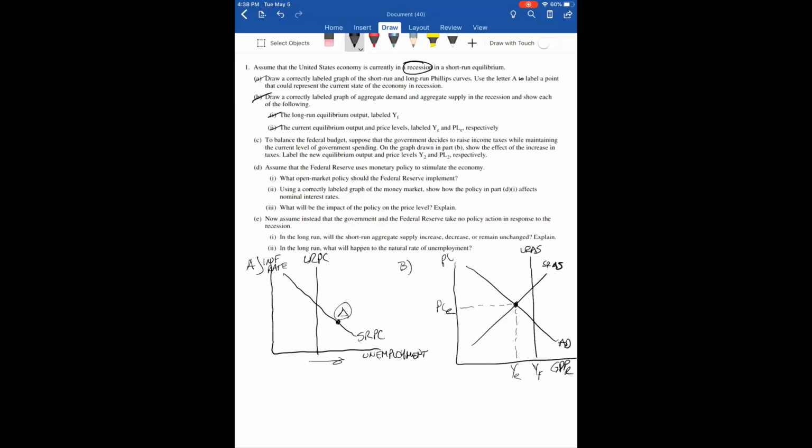Now it says to balance the federal budget, suppose the government decides to raise income taxes while maintaining the current level of government spending. On the graph drawn in part B, show the effect of the increase in taxes. Label the new equilibrium output and price levels Y2 and PL2 respectively.